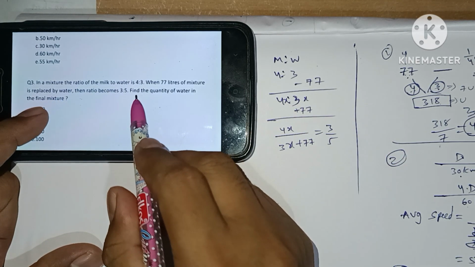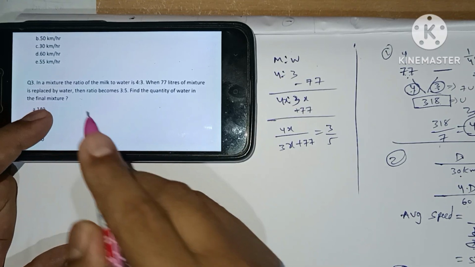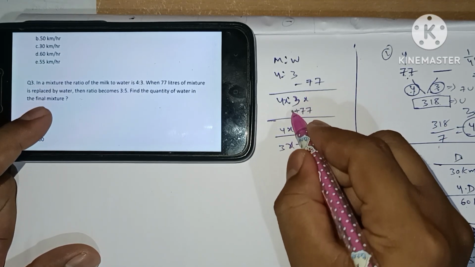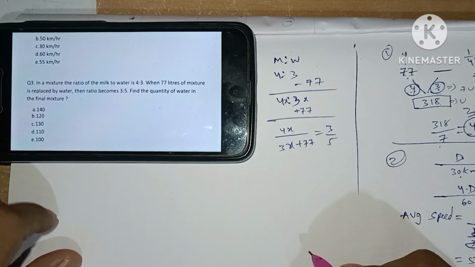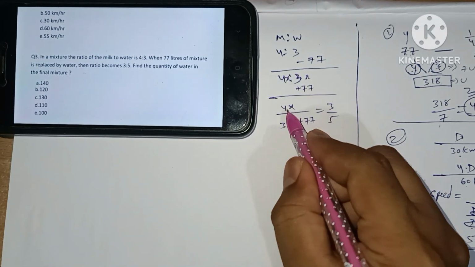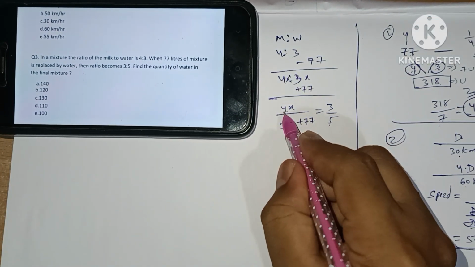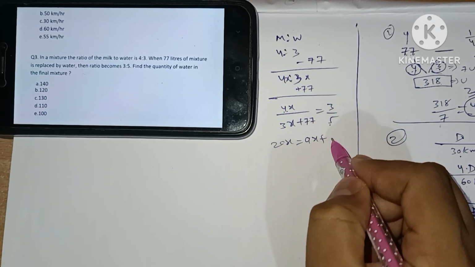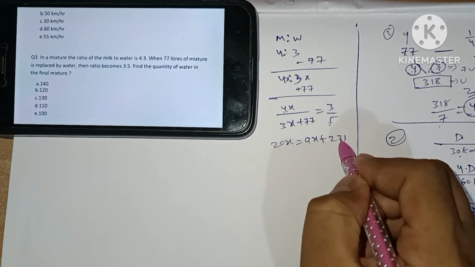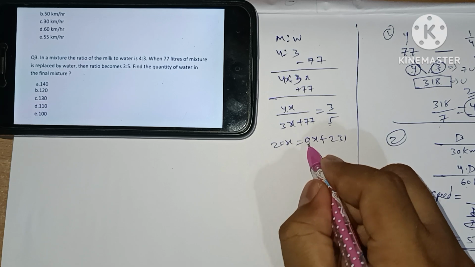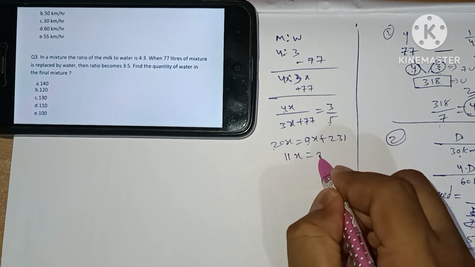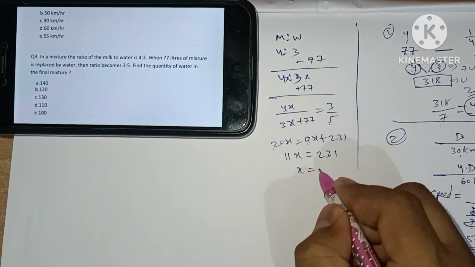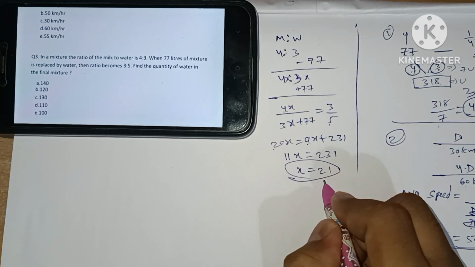Now what we need to find is the quantity of water in the final mixture. We need to find the value of 3x plus 77. So from this we have 5 times 4x is 20x equals 3 times 3x plus 77, which is 9x plus 3 times 77, which is 231. Here we get 11x equals 231. The x value will be 21. So we got x value as 21.